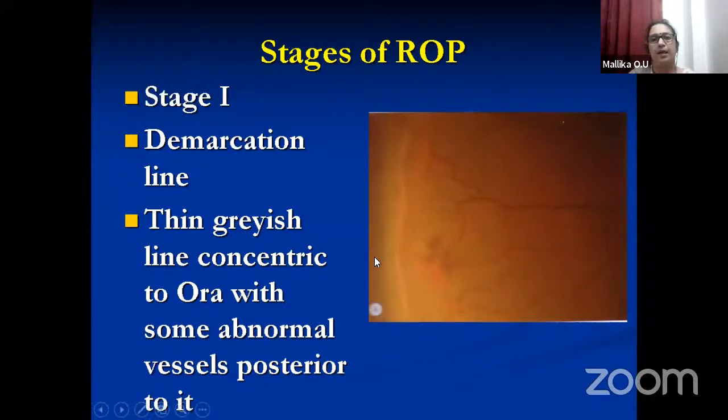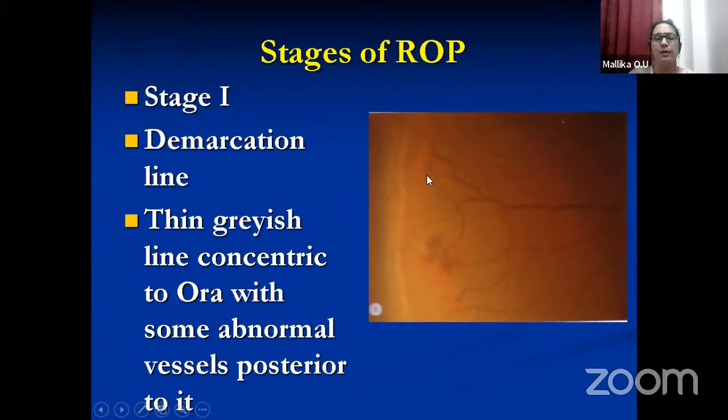So this is the temporal retinal periphery, which is not vascularized. In the first stage, you can see the normal retinal blood vessels reach only up to this area, and beyond this area, the vessels are abnormal. And you can see there is a demarcation line between the normal retina and the abnormal temporal retina. You cannot see any blood vessels in this area because this is not vascularized. The baby is born much earlier than that.